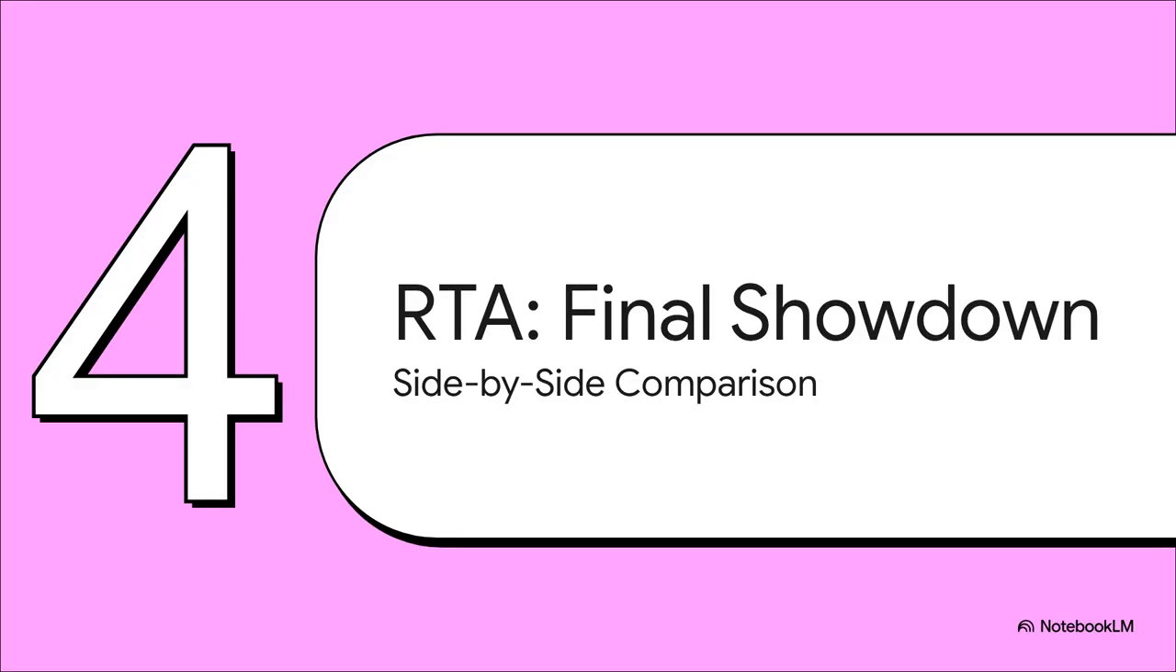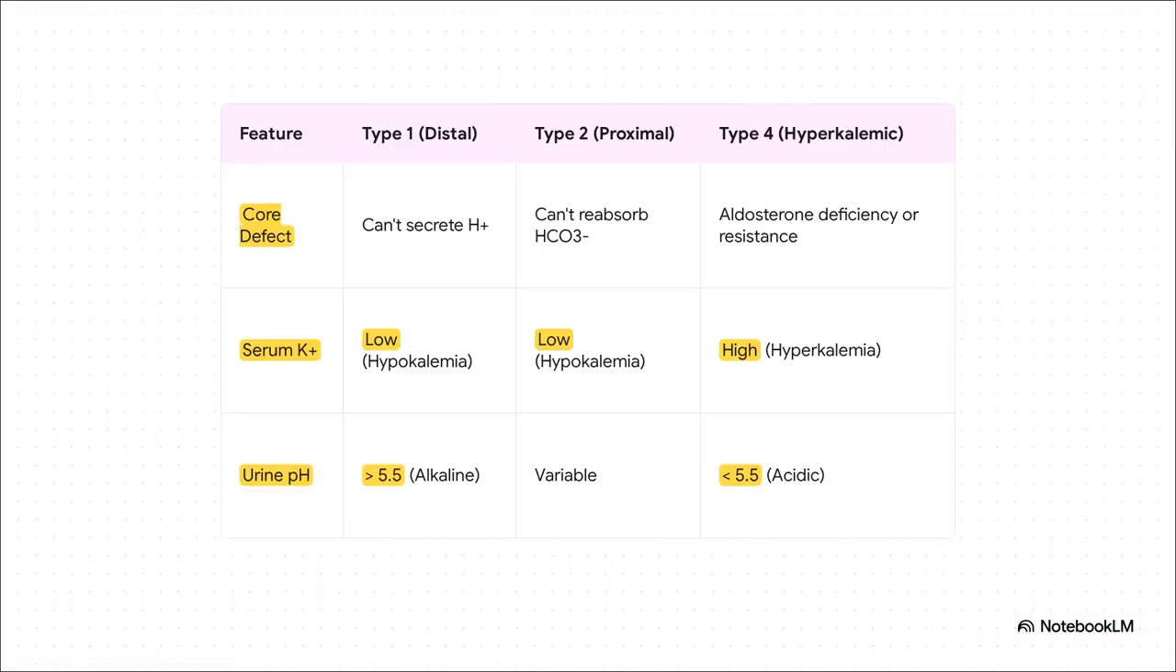All right, we've investigated all three of our suspects. Now it's time to bring them all together for the final showdown. Let's do a side-by-side comparison to really lock in these concepts for good. This table right here is your cheat sheet. It boils everything down to 3 key features. First, the core defect. Type 1 can't secrete acid. Type 2 can't reabsorb bicarb, and Type 4 has that aldosterone problem.